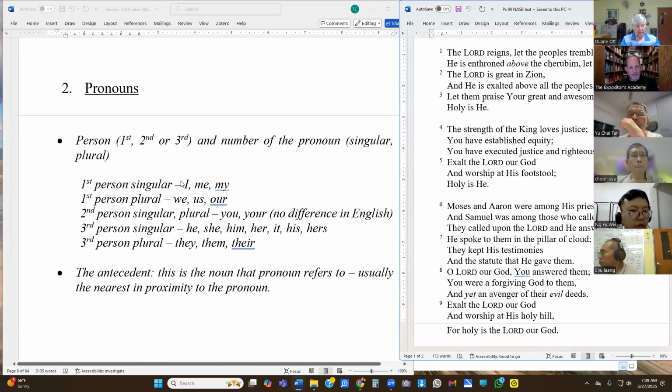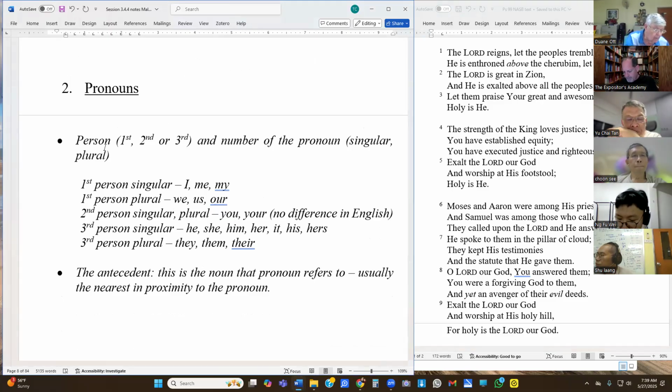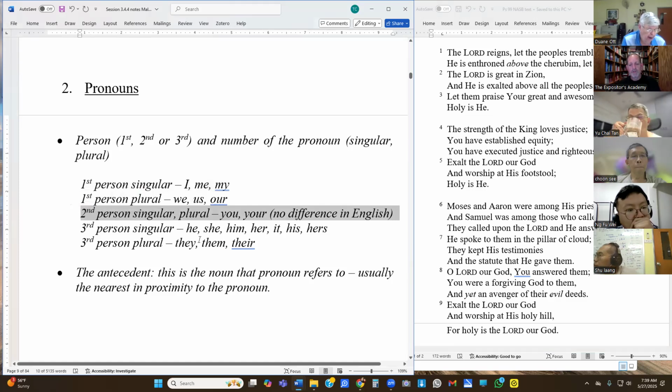And again, just by way of a quick review, remember when we talk about pronouns, a pronoun is a noun that is referring to, representing, or is in the place of another noun. So we have the first person pronouns, I, me, and my is the singular, and plural is we, us, our. And then we have second person, you or your, and in English, you can't tell the difference between singular or plural.